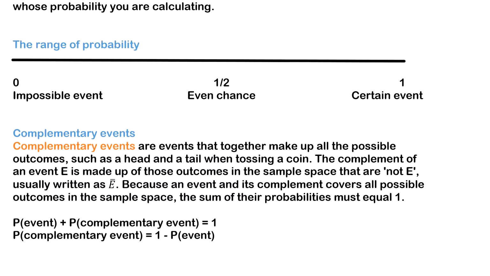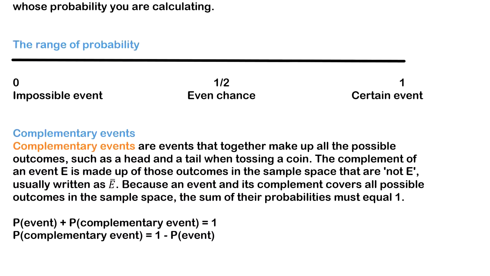Complementary events are events that together make up all the possible outcomes, such as a head and tail when tossing a coin. The complement of an event E is made up of those outcomes in the sample space that are not E, usually written as E bar. Because an event and its complementary event make up all possible outcomes in the sample space, the sum of their probabilities must equal 1. For example, the probability of flipping a heads on a coin is a half. The probability of flipping a tail is also a half. Together, they make a total probability of 1.